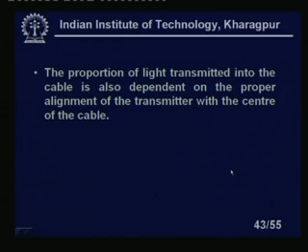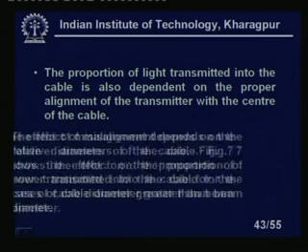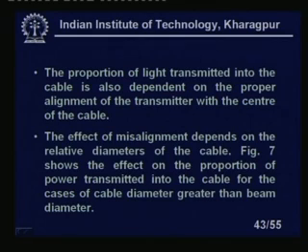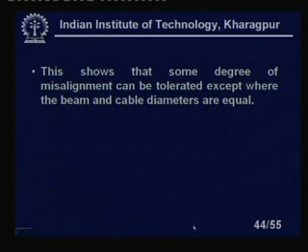The proportion of the light transmitted into the cable is also dependent on the proper alignment of the transmitter with the center of the cable. The effect of the misalignment depends on the relative diameter of the cable, and figure 7 shows the effect on the proportion of the power transmitted into the cable for the cases of cable diameter greater than the beam diameter.